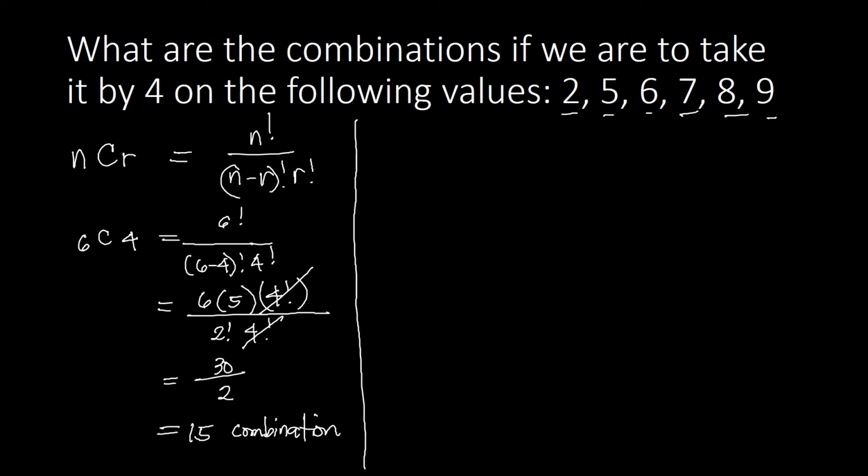So what are those 15? Let's have that one here. So naming those 15, we are going to have it in a system or a process. Let's consider the first 4 values, which are 2, 5, 6, and 7. Now once you have that, you are going to change your last digit into the other numbers that are not taken. So we have 2, 5, 6, and then 8. Next we have 2, 5, 6, 9.